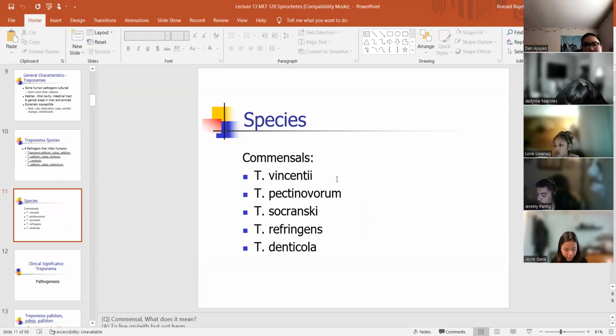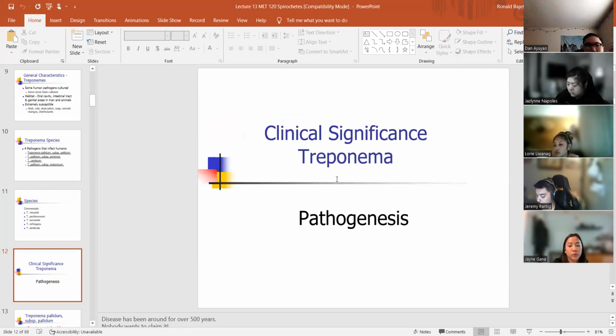There are other species of treponemes like vincentii, pectinovorum, socranskii, refringens, and denticola. These are commensals. They're kind of like normal flora, but they're still treponemes, and they can be opportunistic. They can be found in locations like the mouth, the GI tract, and the genitals of men. But these are the non-significant species of treponemes.